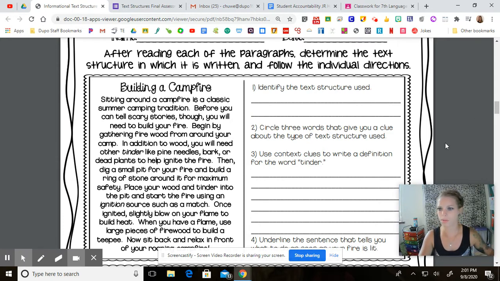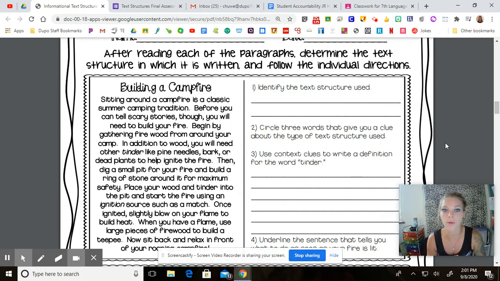So as I'm going through this, I'm going to talk to you a little bit, and then I'm also going to talk a little bit about those signposts that I taught you earlier in the week. So here we go. Building a campfire. Sitting around a campfire is a classic summer camping tradition. Before you can tell scary stories, though, you will need to build your fire.